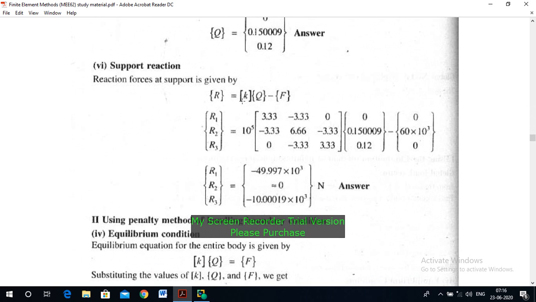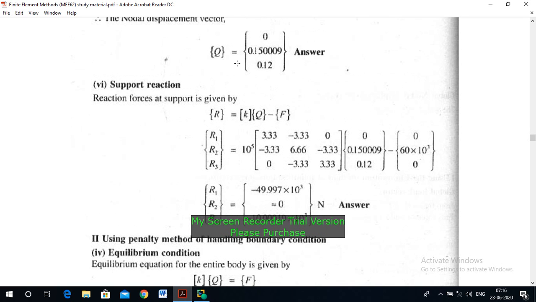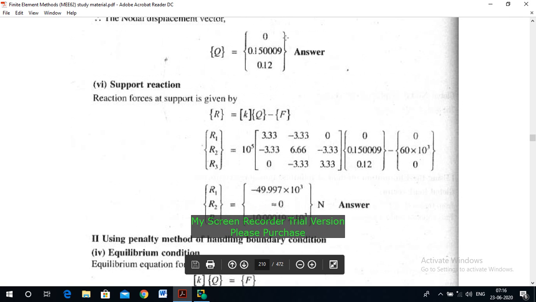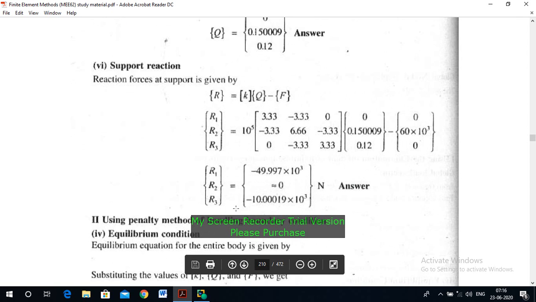K is nothing but the global stiffness matrix. Directly copy what we calculated for the global stiffness matrix. Copy the same values here. Q is the nodal displacement vector, that is here 0, 0.15, 0.12, minus force vector 0, 16 to 10 power 3. Simplify this equation. Finally, I will get R1 equal to minus 49.97 into 10 power 3 newtons.